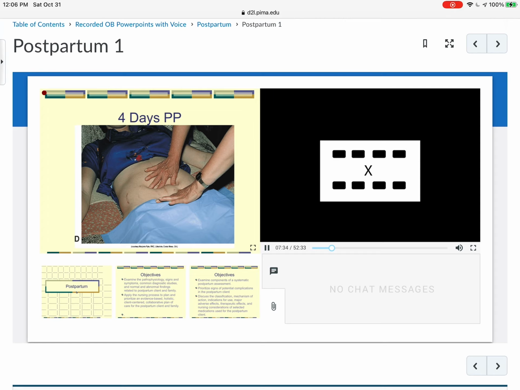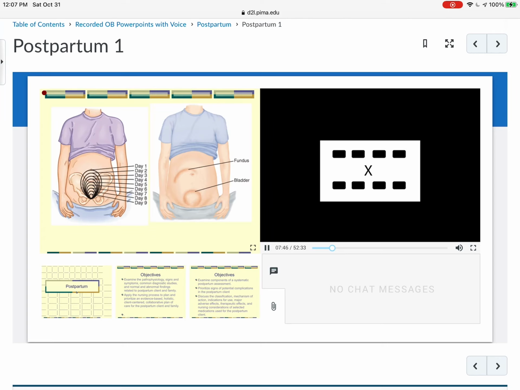Look at the size of the uterus, how fast that body is adjusting to the postpartum period, and it's shrinking just as it should be to stop the bleeding. It's constricting and everything else. It's really quite amazing. So here you can see how quickly that uterus will shrink by day 9. It's hardly palpable. It's right down where it should be.